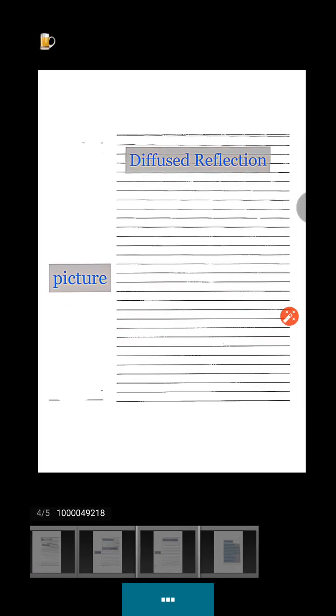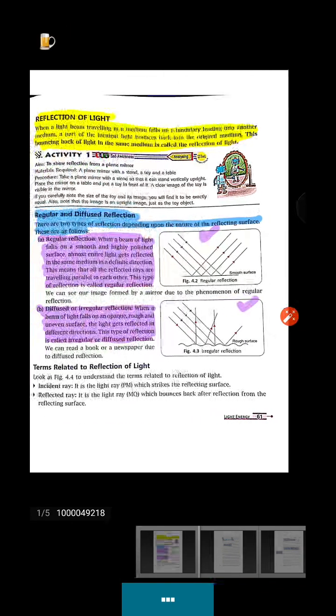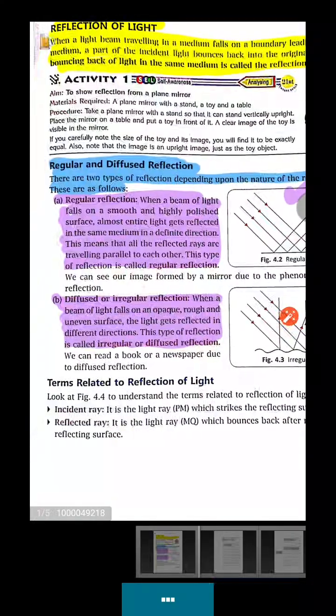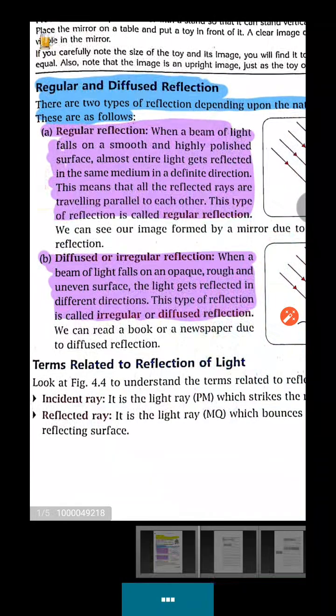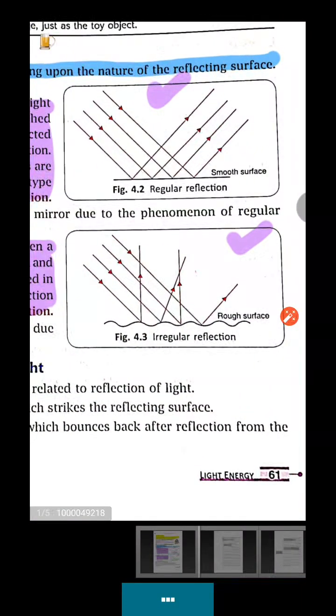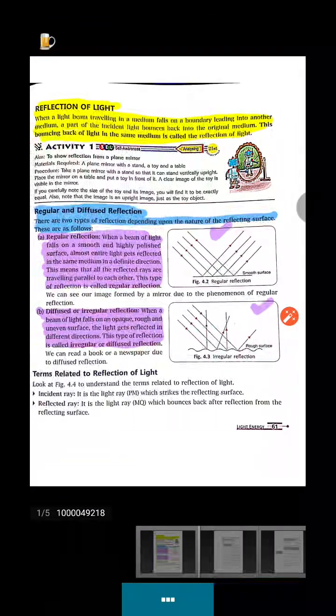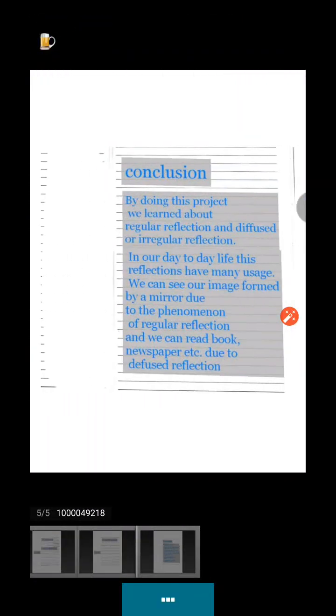Next, on the next page, about diffuse reflection and its picture. Here the diffuse reflection I have highlighted with purple again. This part only you have to write, and then this figure you have to draw. Write it like figure 2, irregular reflection or diffuse reflection. Properly draw this one also with pencil, and in the last page you will write this conclusion.